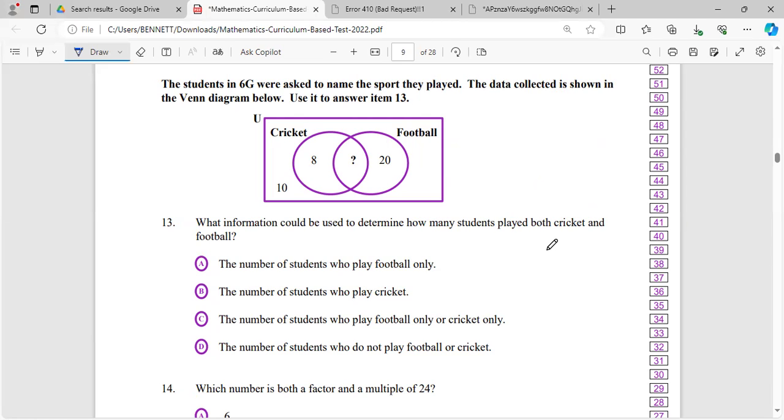Sir, I would say B, because every other option is already listed in the Venn diagram. That is it. If we know the total number of students who play cricket, we can just subtract the only, and we automatically get the number who play both cricket and football. Good job, good job.